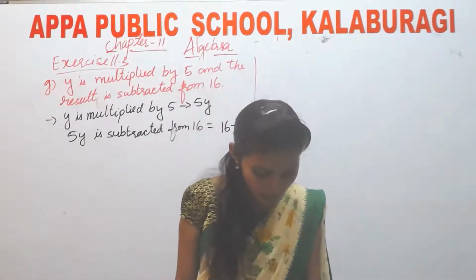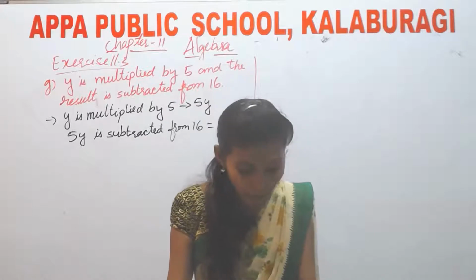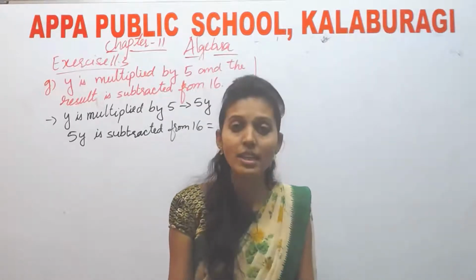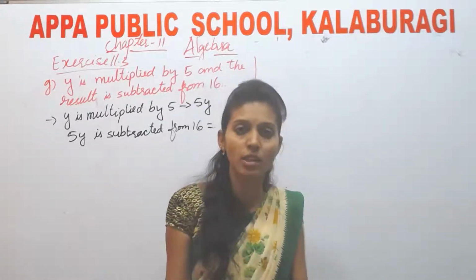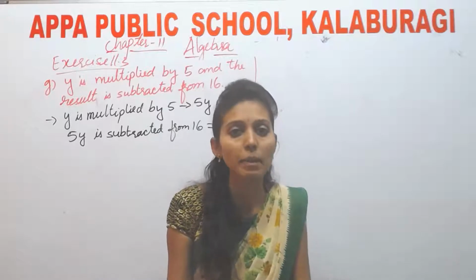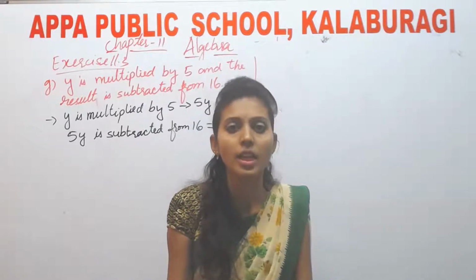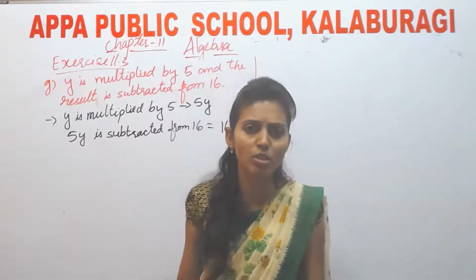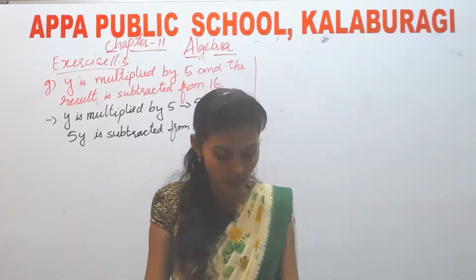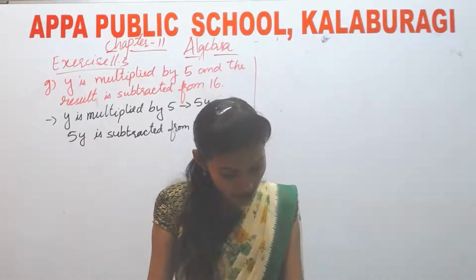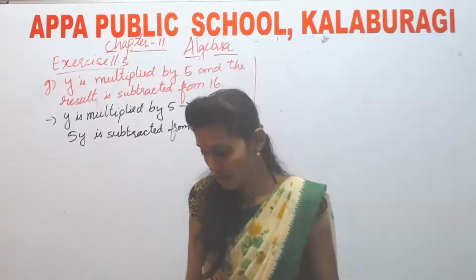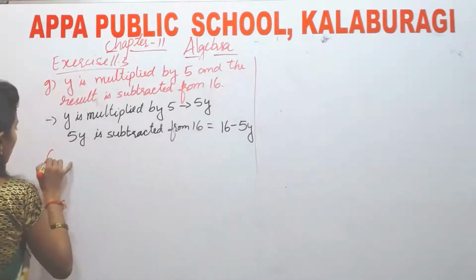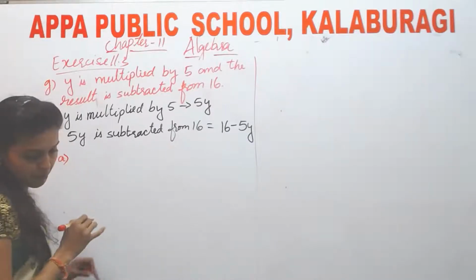Next, G1. Y is multiplied by minus 5 and the result is added to 16. First multiplied by minus 5. Then the result is added to 16. Just like this only. I hope you can do it by yourself. Next, sixth one, A.